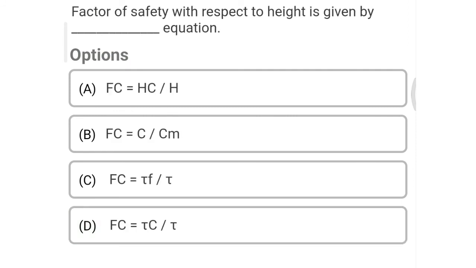So next question, factor of safety with respect to the height is given by dash equation. Option A Fc equal to Hc divided by H, option B Fc equal to c divided by cm, option C Fc equal to tau f divided by tau, option D Fc equal to tau c divided by tau. So the correct answer is option A Fc equal to Hc divided by H.